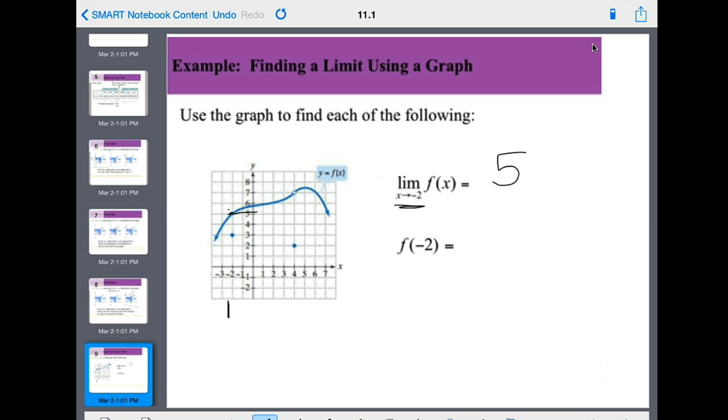Now I'm going to erase that. Let's go get my eraser here. Now if I looked, it says f of negative 2 is not 5. F of negative 2 is 3 on this one. So the limit is 5, but my value is 3.